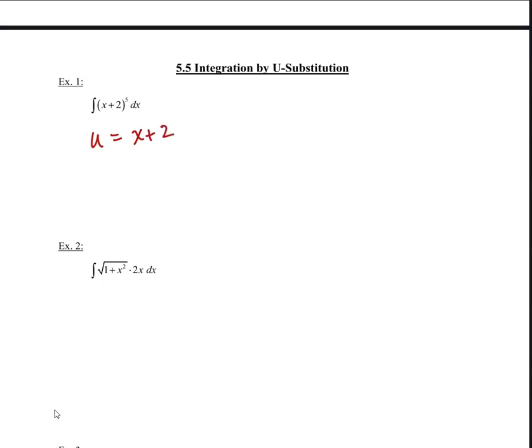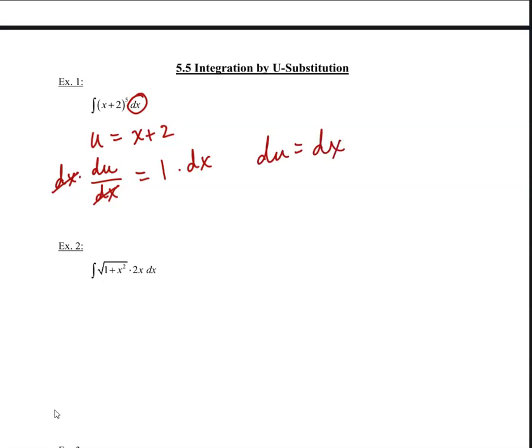Then the next step is to take the derivative of that expression you just chose for u, and I want you to write du dx. So du dx in this case would be just 1, because that's the derivative of x. Then in that expression, you're going to solve for dx, and what you get for dx is what we're going to replace for dx in the original integrand. You can think of du dx as division for the purposes of u substitution. So I'm going to multiply both sides by dx, and that gives me du equals dx.